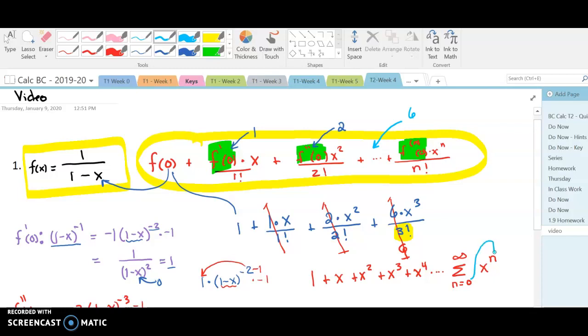When n is 0, x to the 0 is 1, and I have my first term. When n is 1, x to the 1 is my second term. So I know I have this right. I've built out the infinite series for 1 over 1 minus x, and it is this in green.